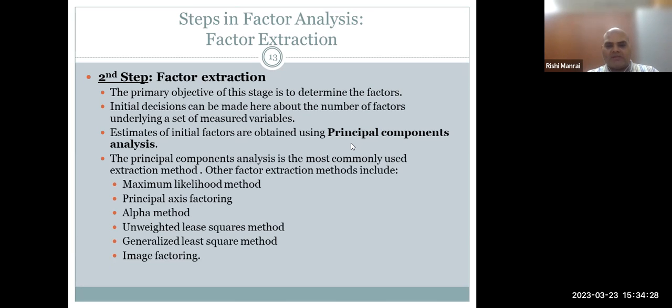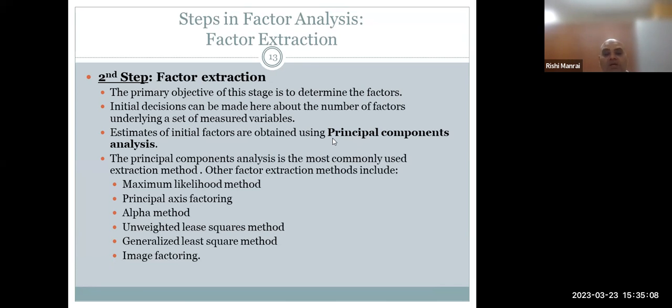So principal component analysis is the most commonly used extraction method. The other factor extraction methods include maximum likelihood, principal axis factoring, alpha method, unweighted least squares, generalized least squares, and image factoring. There are other methods also which are used to do factor analysis, but the research and the literature suggest that principal component analysis is the best possible method to get the most suitable results for your factor analysis.